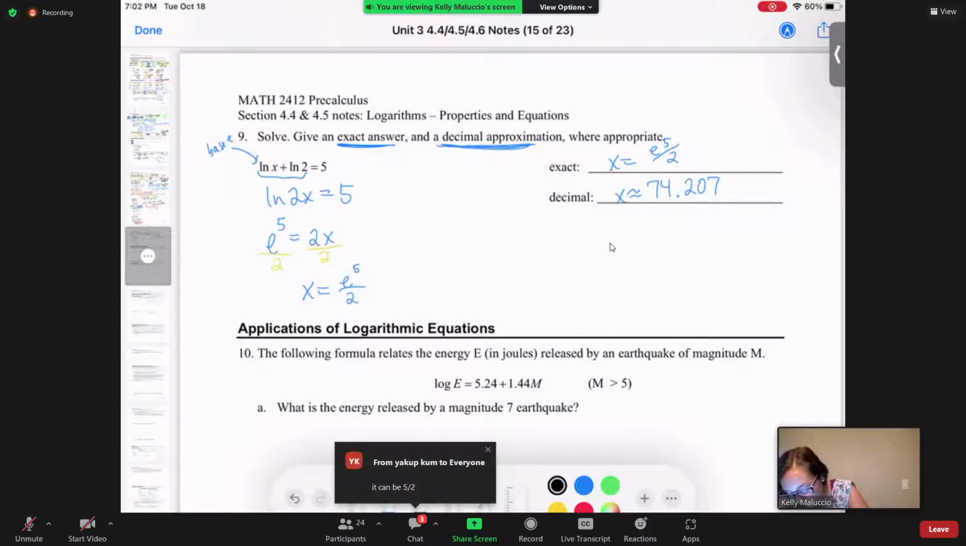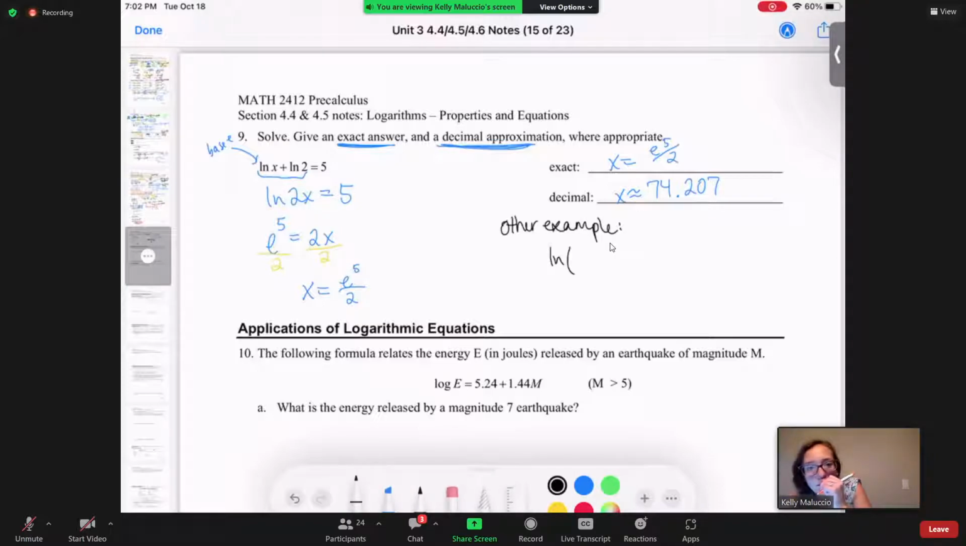And just to help with homework, another example similar to this would be if I had something like ln of x over 5 equals 3. Then I would say, this is the same thing as e to the 3rd equals x over 5. And then I would multiply both sides by 5. And I would get 5 e to the 3rd equals x. And then you could also get a decimal, right?